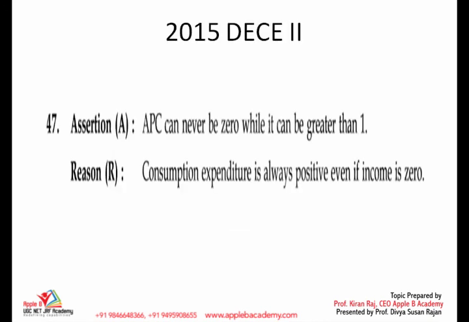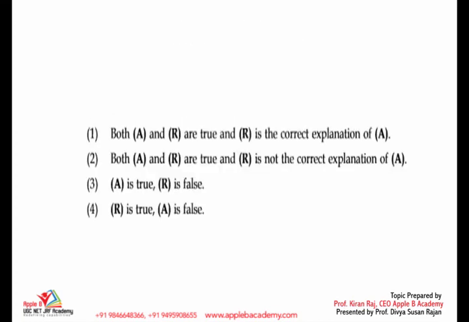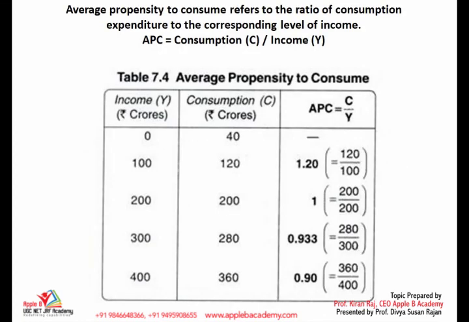So here APC can never be 0, while it can be greater than 1, because consumption expenditure is positive even if income is 0. Let's try to explain it with the help of an example. Let us consider the average propensity to consume for the given income and consumption. We know that the average propensity to consume refers to the ratio of consumption expenditure to the corresponding level of income. So APC is nothing but C divided by Y.